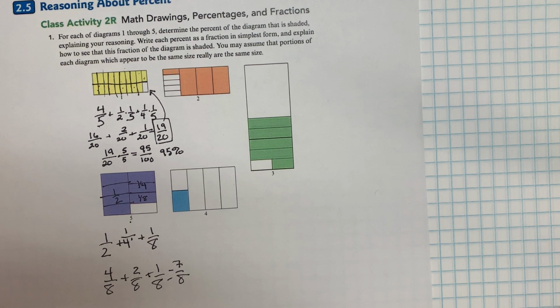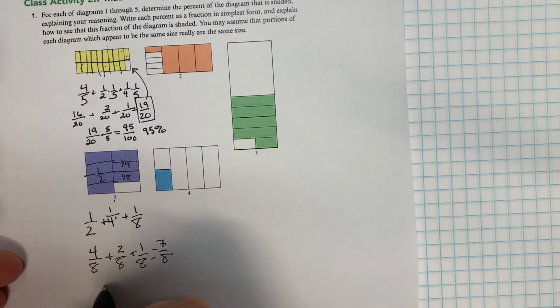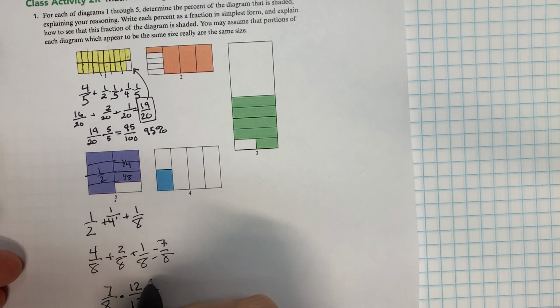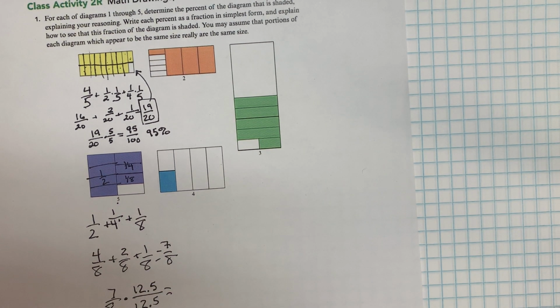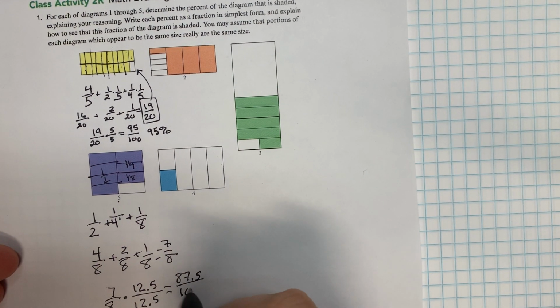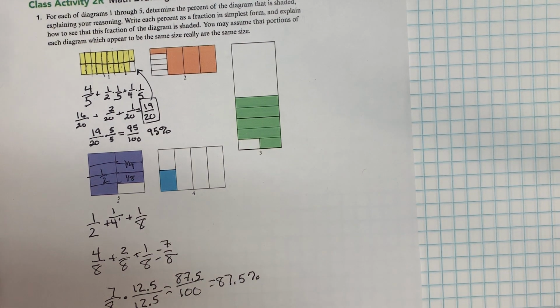And what do we need to multiply 8 by to get 100? 12.5. So we have 7/8 times 12.5 over 12.5. 8 times 12.5, just double check, is 100. 7 times 12.5 is 87.5 over 100, or 87.5%.